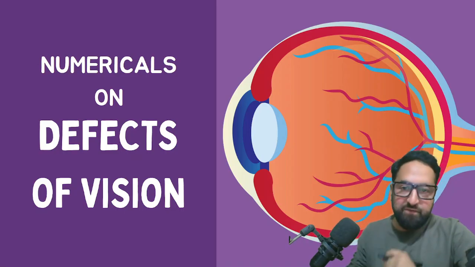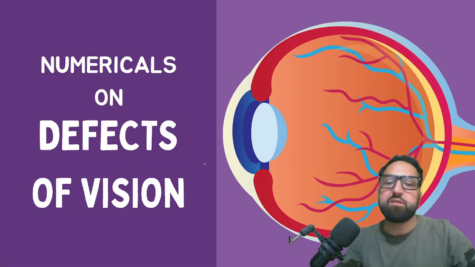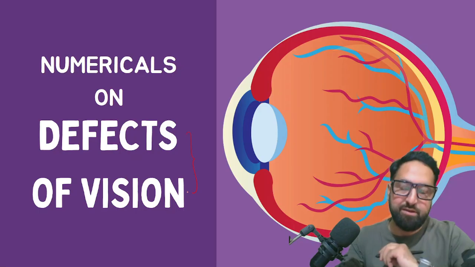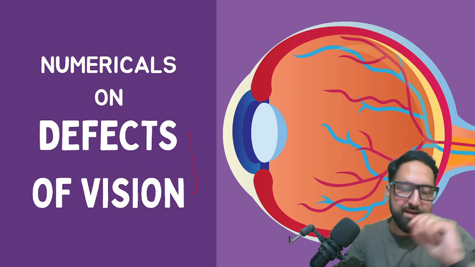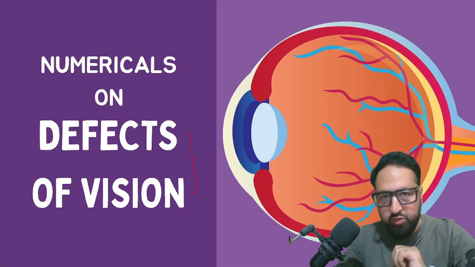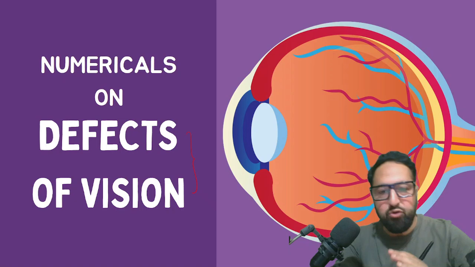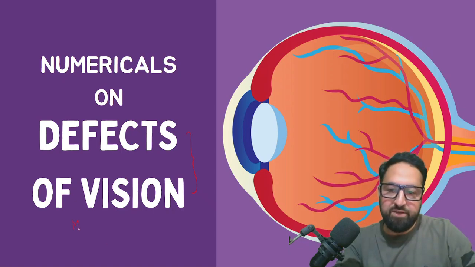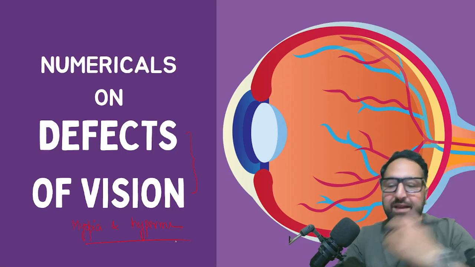So today in this video, we are going to discuss how to solve the numerical problems based on the defects of vision. Primarily, we'll be discussing the defects myopia and hypermetropia. So my dear students, before directly jumping into the numericals, you must know the theory part of the defects, like what exactly these defects are, what the causes are, and how they are corrected.